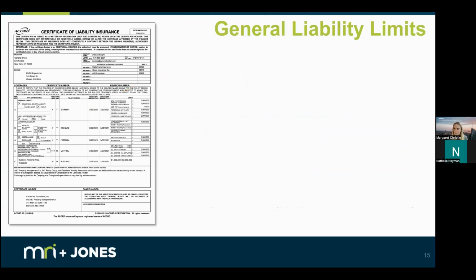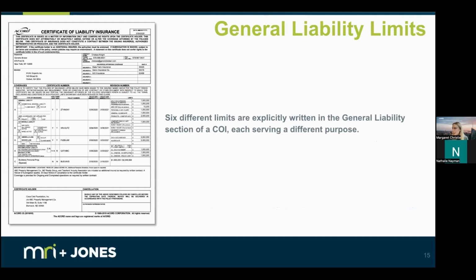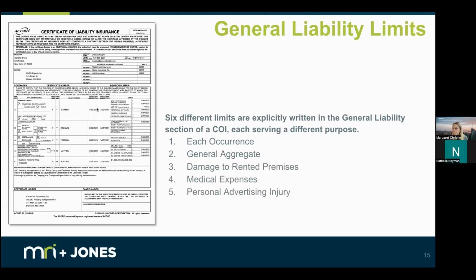Now let's talk about those limits. There are 6 limits explicitly written in the general liability section of a COI, and they each are different. Each occurrence would be the amount that we're paying out per liability event. General aggregate would be the total that the insurance company will pay out within the policy year, being the effective dates here. Damage to rented premises, medical expenses, personal advertising, products completed operations.